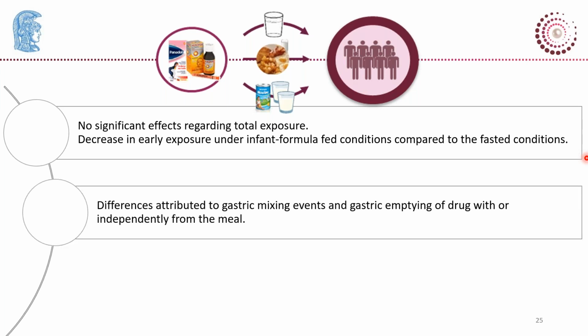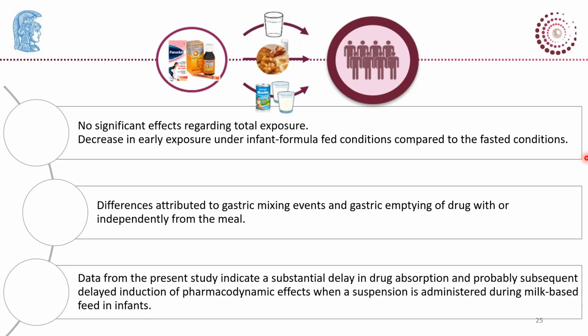Differences could be attributed to the gastric mixing events and the gastric emptying of drug with or without the administration of the meal. Assuming that the food type rather than age is the main determinant for gastric emptying, data from this study indicate a subsequent delay in paracetamol or ibuprofen absorption, and probably a delayed induction of pharmacodynamic effects when a suspension is administered during feed with breast milk or infant formula in infants.